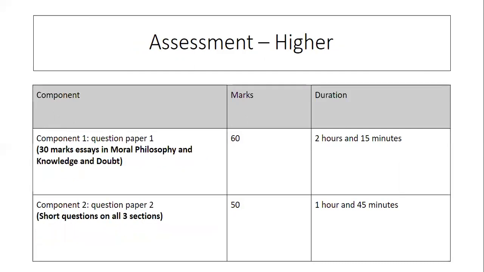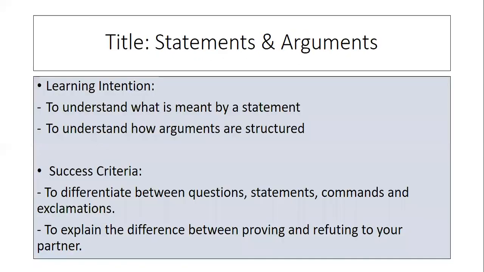The Higher course is worth 110 marks, and they all come from the exam papers. Both of the exam papers total up your 110 marks.